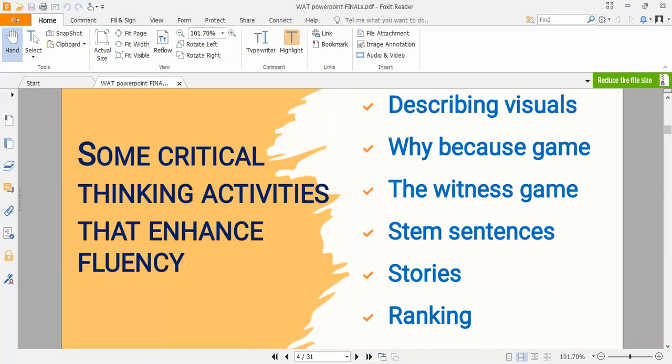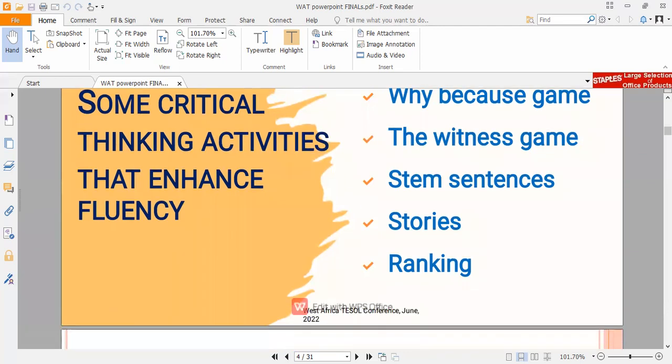And then we had the witness game. Now this is done in two groups. Group A are the witnesses, and group B are the police officers. You show two, three, four, five pictures to the witnesses. The witnesses look at the pictures without the police officers seeing. After they briefly look at the images, group B, the police officers, have to investigate. They ask what they saw in the image, and those in group A describe what they saw. At the end, those in group B have to pick the correct picture that has been described. So that's the witness game.